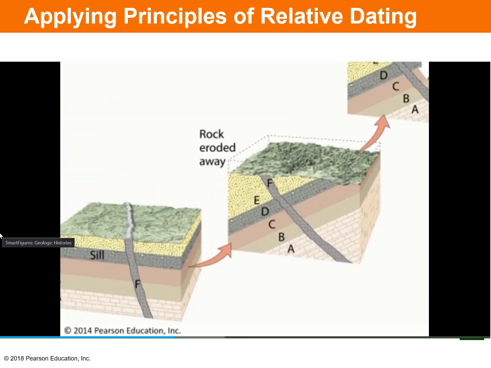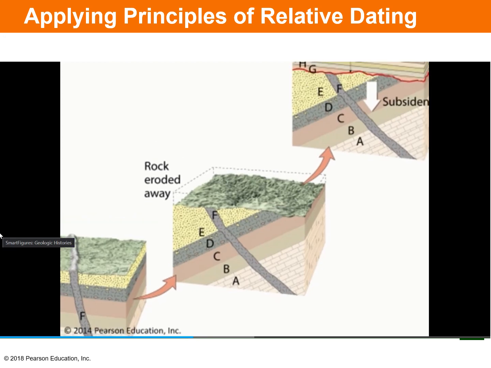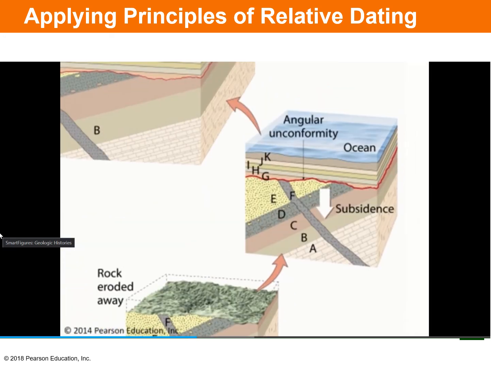Now we tilt all of our sedimentary layers away from horizontal, so they're now dipping off towards the left, and we erode rock off the top. If that whole block then subsides below sea level, new sedimentary layers can be deposited on top of that erosional surface. That produces an angular unconformity there. And so layers G, H, I, J, and K are above the unconformity surface, and every other layer, A through F, is below the unconformity.